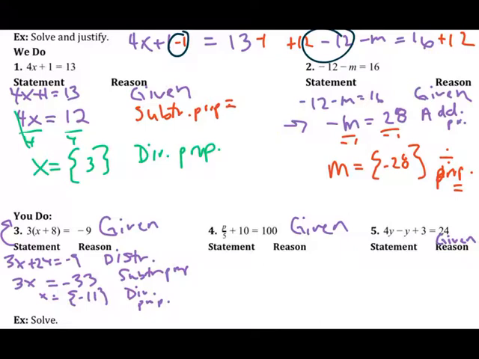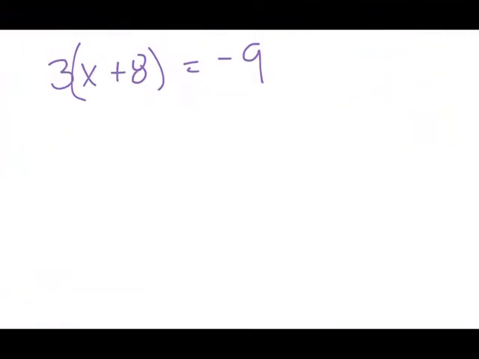Now, I'm going to go to a blank slide because I want to show you another way that you could solve this problem without distributing first. So if I have this problem, 3 times the quantity x plus 8, what I'm doing is multiplying. And we could actually undo that multiplication without distributing. We could undo that multiplication by dividing. So I could divide both sides by 3.